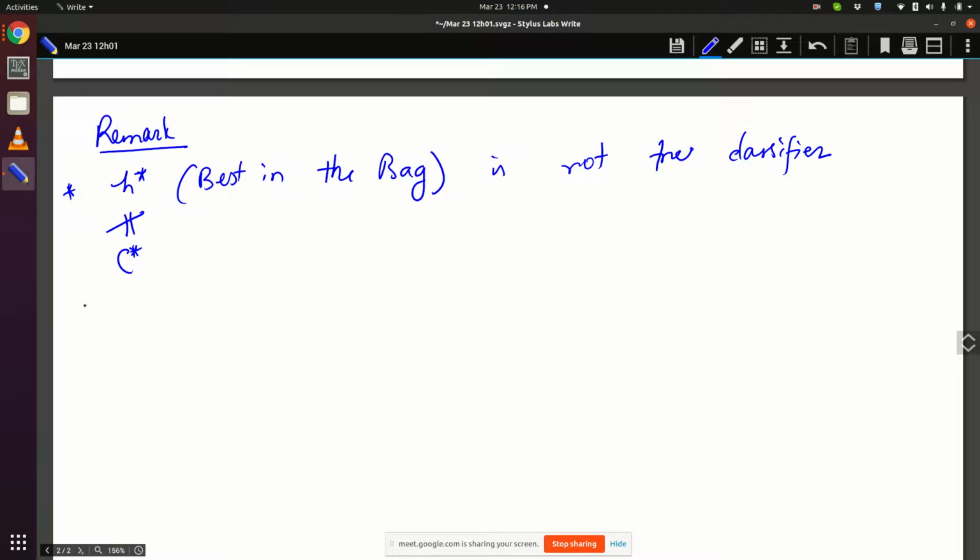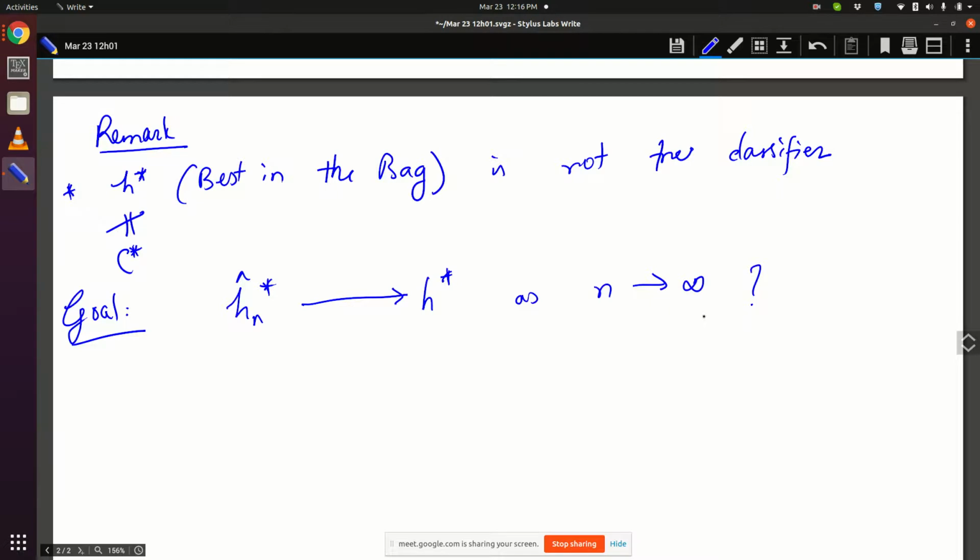What should be our goal? Can someone tell me? As n tends to infinity, the Hn hat star should go to H star. We should get the best. Yes, that is a reasonable goal. So what we would like is that as n tends to infinity, Hn hat star, whatever we are learning from our algorithm, should go towards H star. Does everybody agree that this is a reasonable goal?